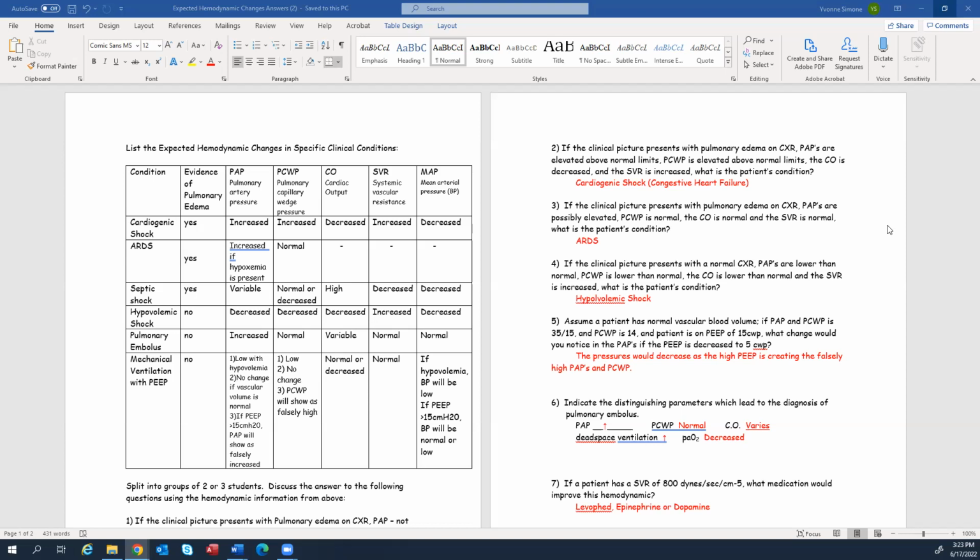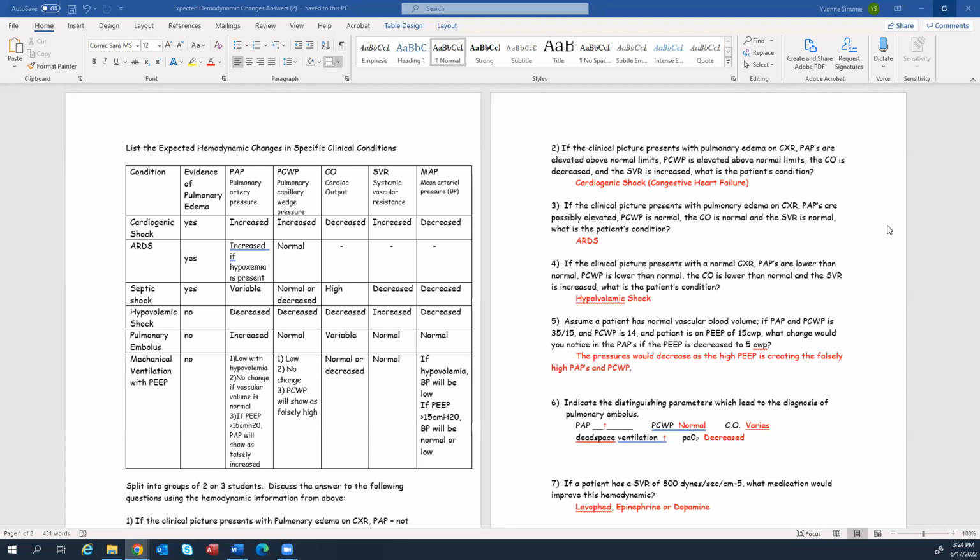Number 4, if the clinical picture presents with normal chest x-ray, pulmonary artery pressures are lower than normal, pulmonary capillary wedge pressure is lower than normal, cardiac output is lower than normal, but the systemic vascular resistance is increased. What is the patient's condition? And the answer is hypovolemic shock. So low pressures everywhere. We've got low volume, and that's called hypovolemic shock.